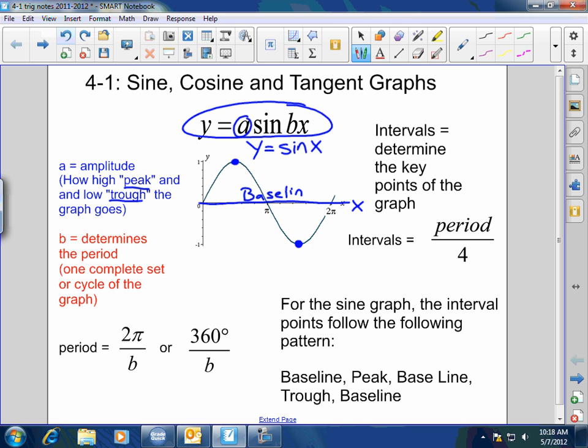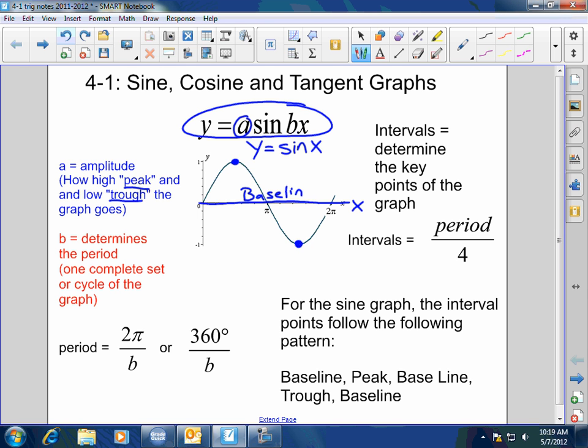Yes? Could you ever have like a peak of 2 and a trough of 1? Okay, the question was, could you ever have a peak of, let's say, 2 up here and then a trough of 1? No, that will not happen. The sine graph is similar to a sound graph. It's constant. Once it has an amplitude, it's going to have the same amplitude while it's going up and down. It's not going to deviate. Thank you. That's a good question.